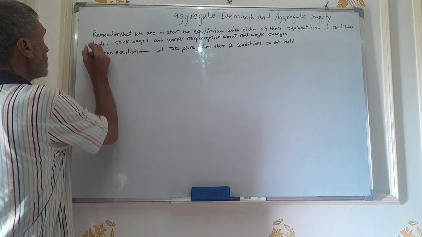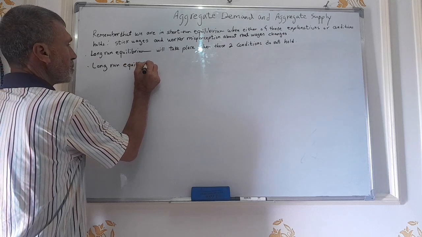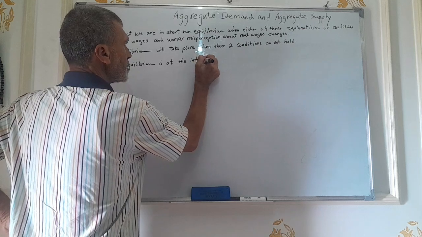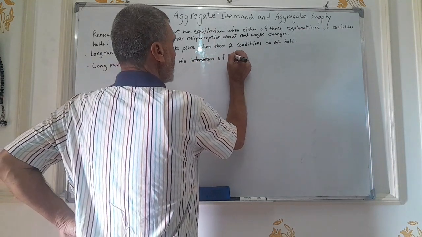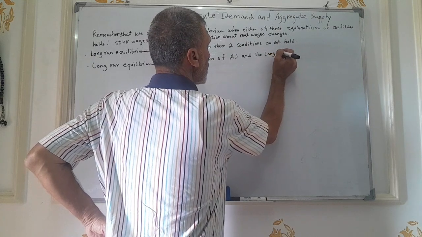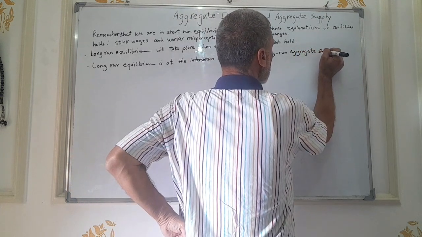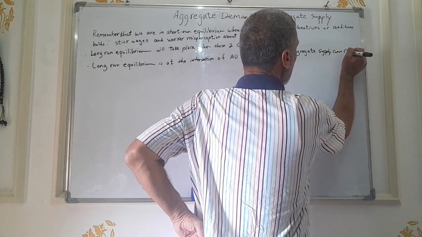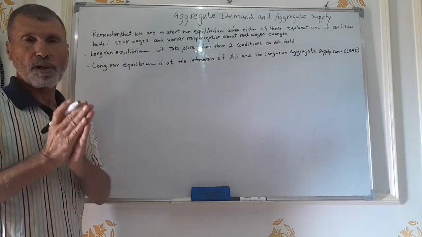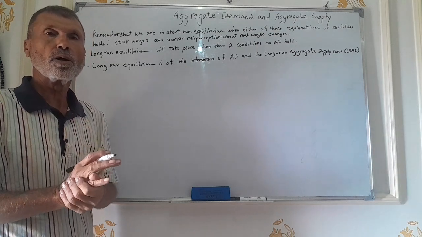Long-run equilibrium is at the intersection of aggregate demand and the long-run aggregate supply curve. The aggregate supply that establishes the equilibrium that the economy produces in the long run is called the long-run aggregate supply curve.